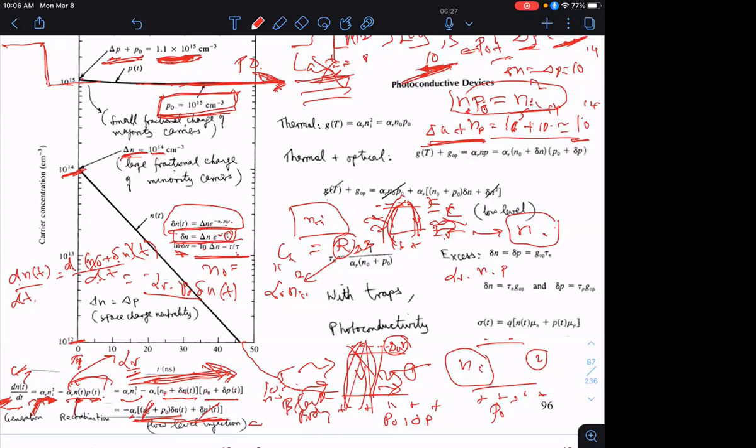Of course, you don't have to worry about all of this for the midterms. So think through this, and then after the midterms, I'll start off at this point and go over it again, because it's such an important concept in terms of carrier concentrations.